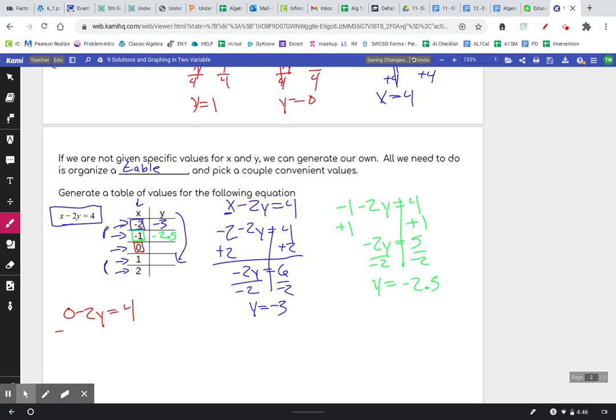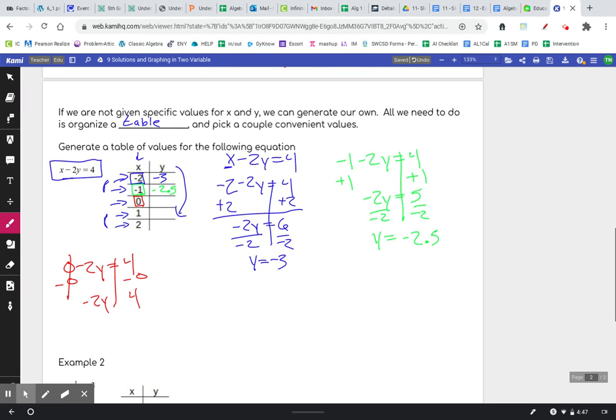0 really means nothing. I guess you could minus 0 on both sides, right? Gone. 4 minus 0 is still 4. I get -2y. I can divide by -2, divide by -2, and I get that y equals -2. So when I plugged a 0 in for x, it produced a -2 for y.